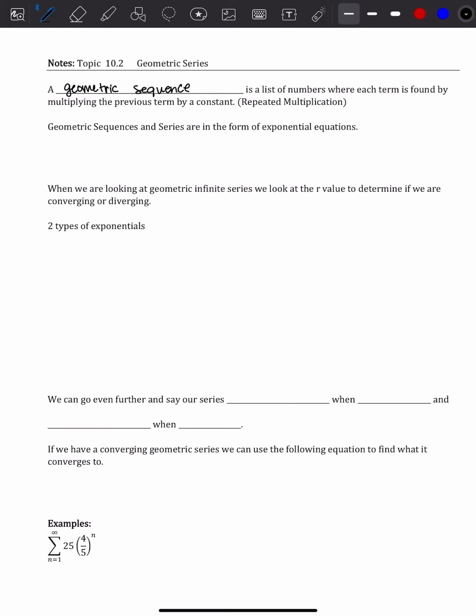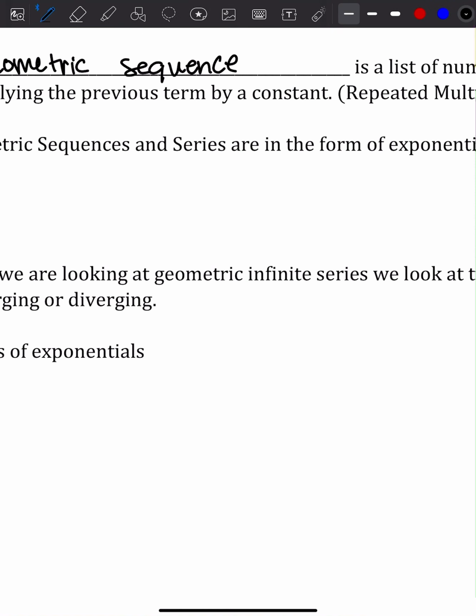A geometric sequence and series are in the form of an exponential equation. So we're going to see this form a lot when we see a geometric sequence, because this is the legitimate form that we're looking for. Something times something to the nth power. R is what we call the common ratio.